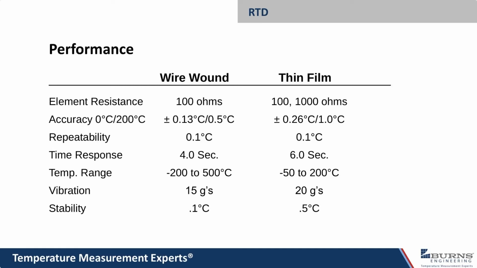Stability, and this is kind of long-term drift or stability, whichever you want to call it. The wire wound does have the advantage, and of course there are caveats there too. If there's more vibration or temperature cycling and some other things, the thin film, because of its durability, may end up being way better than the wire wound. But just in general, wire wound is going to be more stable.